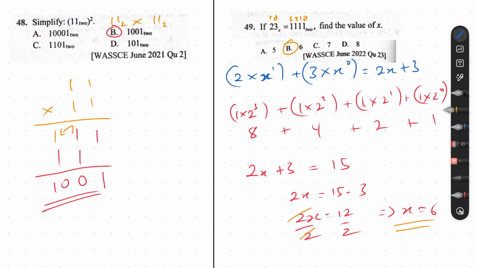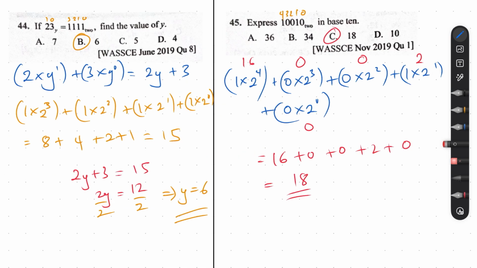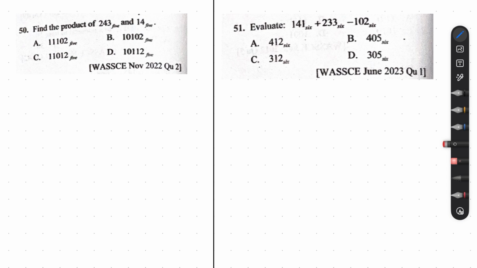I think we've seen this question previously, right? This same question, 23 base x equal to this. I think we've seen it previously. Let's check. Yes, we saw it previously. That's question number 44. And our answer was what? 6. So our answer is 6.